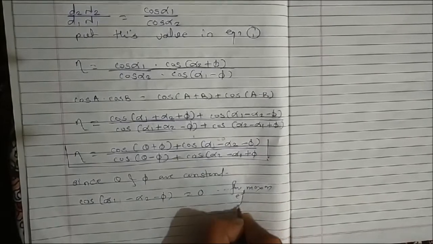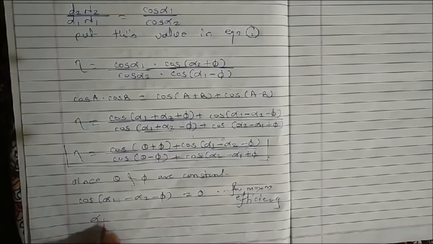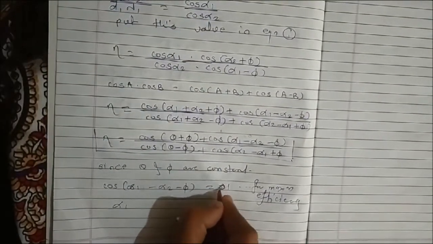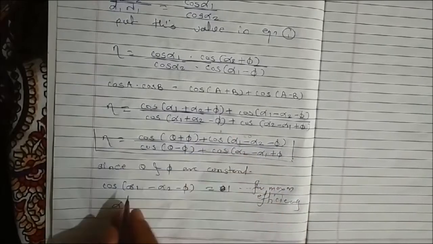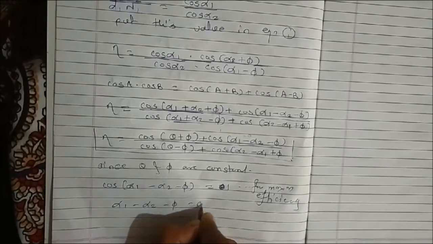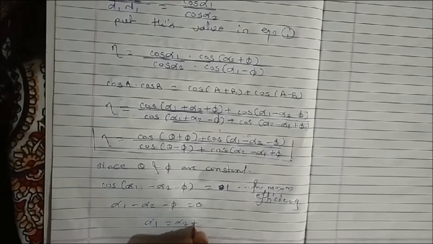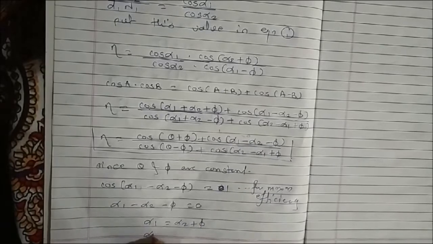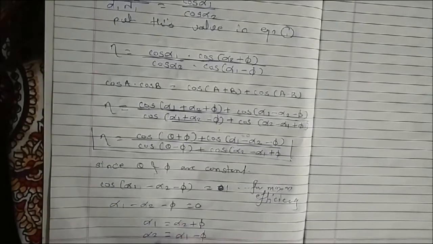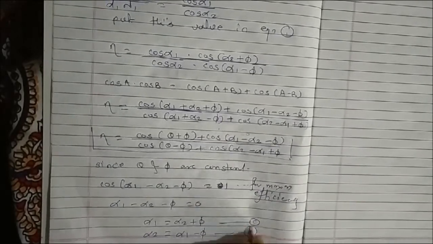maximum efficiency. So the maximum value is 1. So alpha 1 minus alpha 2 minus phi is equal to 0. So alpha 1 is equal to alpha 2 plus phi, and alpha 2 is equal to alpha 1 minus phi. Let us say this is equation C and this is equation D.